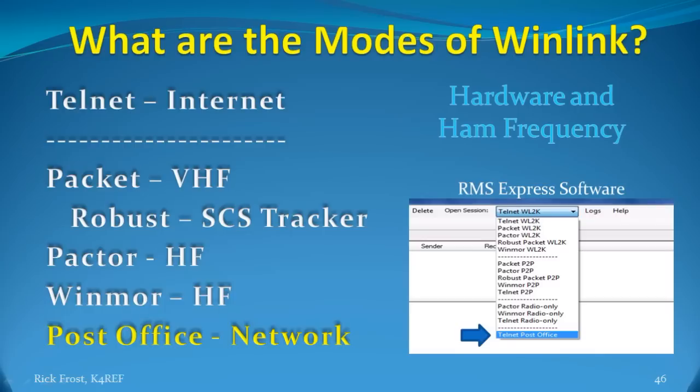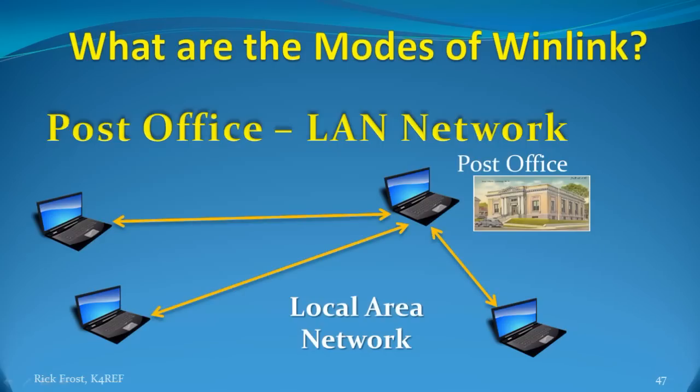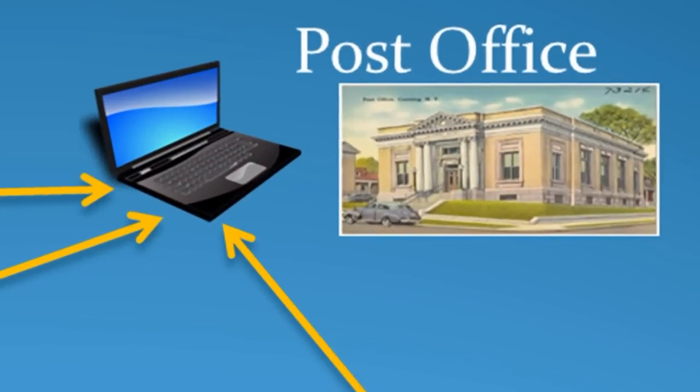The last mode we want to look at is the setup for post office. This mode assumes that there is a network in place to connect to and take advantage of. Post office is typically used with a LAN network, which is a local area network comprised of computers that can talk directly with each other. What happens is that one of the computers in the group is designated as the post office for the system. An email is transferred back and forth through the post office to its users.